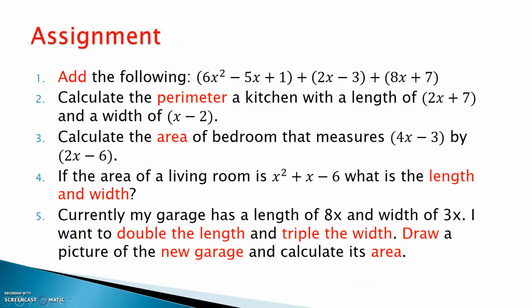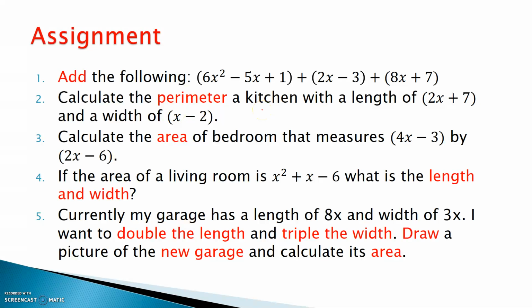All right, guys, here's your assignment. It's 5 questions, pretty much one from each of those little sections we did. This one is, again, add the following: you have a trinomial plus a binomial plus a binomial. Distribute those, combine like terms, and put it in standard form. Calculate the perimeter. How do you calculate perimeter? You add up all sides.